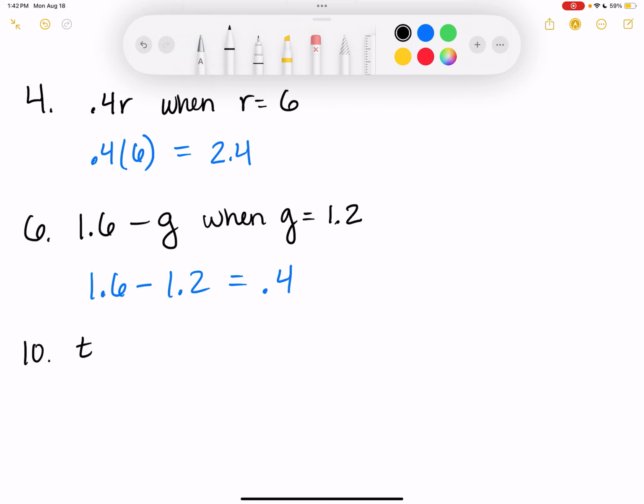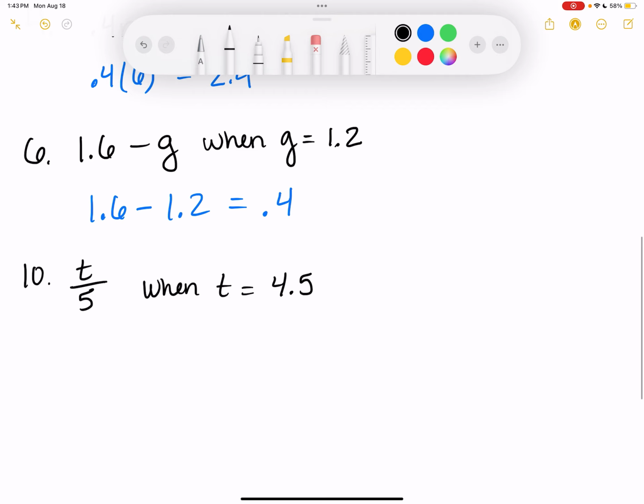I've got t over 5, so it's division, but it's written in fraction form, when t is equal to 4.5. So I'm going to plug in 4.5 for t. So 4.5 divided by 5. Does anybody know that off the top of your head? 0.9. Yep, 0.9.